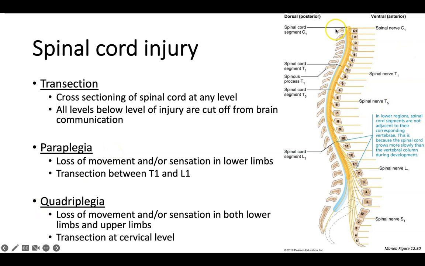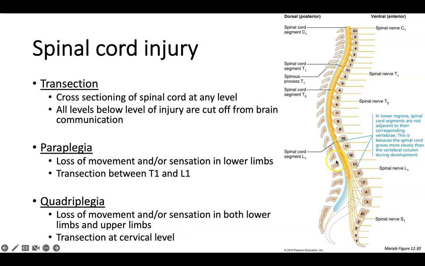On the other hand, if the injury occurs all the way at the top in the cervical section, this means now that everything below that section is no longer able to communicate with the brain. If it's high enough in the cervical region, that could include the nerves that are controlling your diaphragm, so that's inhalation, so you may no longer be able to inhale. It's controlling your upper limbs, your lower limbs, your abdomen, basically everything in your body except for maybe your shoulders, neck, and head. And this would be known as quadriplegia. So this is a loss of movement in both lower and upper limbs.